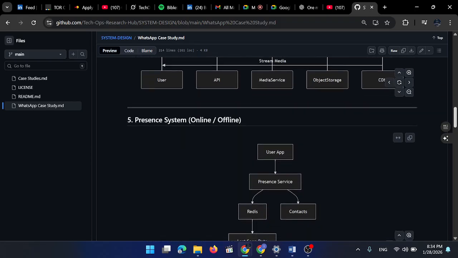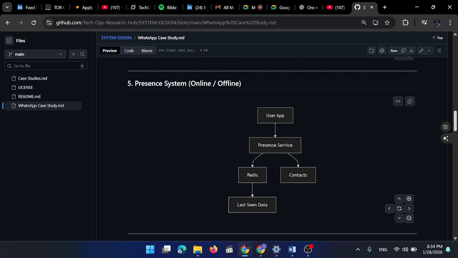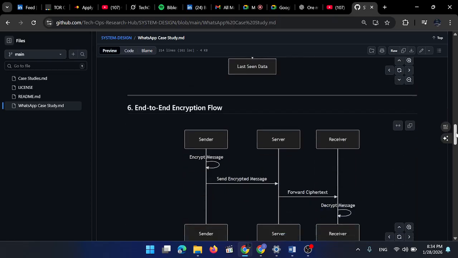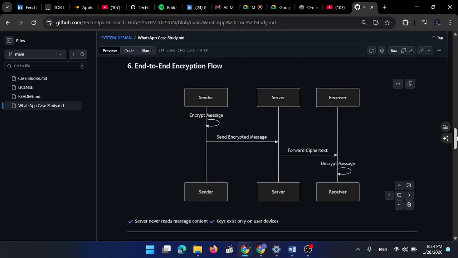We had also tried to look at the presence system, how you can check the last seen of someone on the other end, whether it's clear or not. That was also very interesting to discuss. So we were supposed to get to the end-to-end encryption flow, and this is what I want us to look at today as we continue.